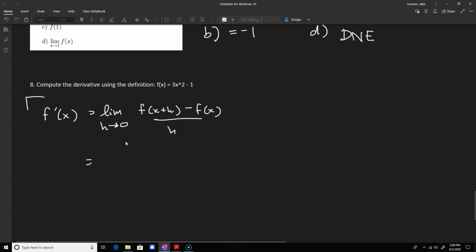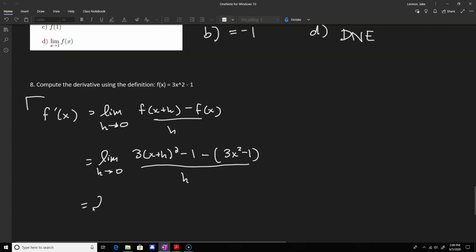So we're replacing each occurrence of x. There's only one in the formula with x plus h in parentheses. And our goal is to cancel that h in the denominator. So we have 3 times (x plus h) quantity squared minus 1, and then we need to subtract the formula of f of x, which is just 3x squared minus 1, with everybody being divided by h.